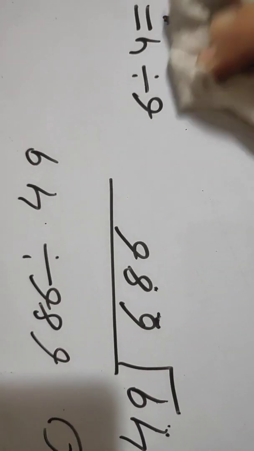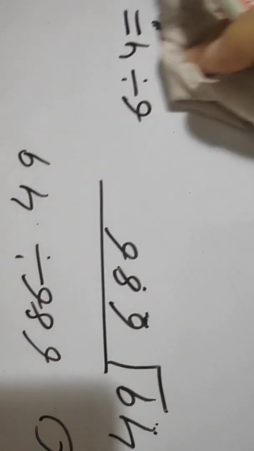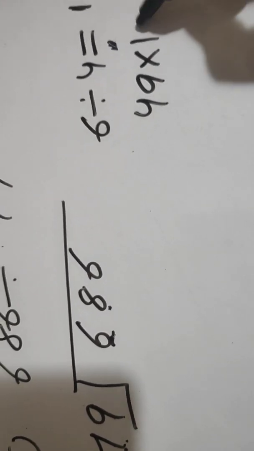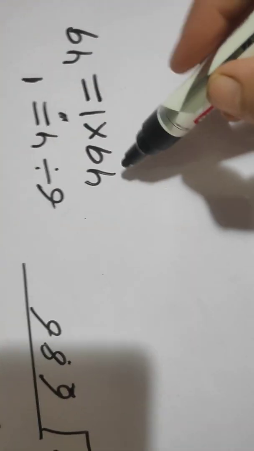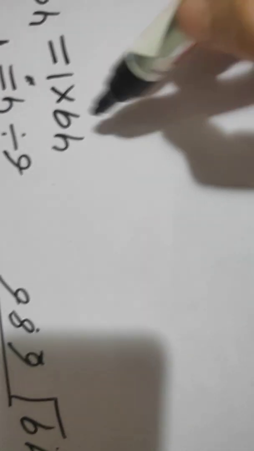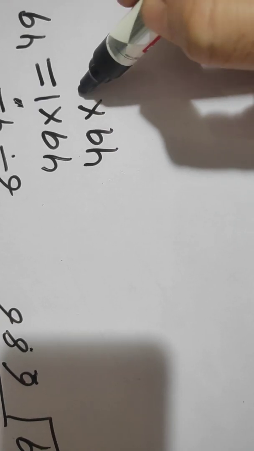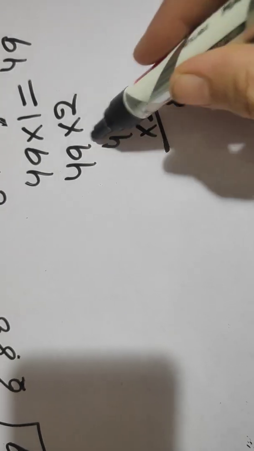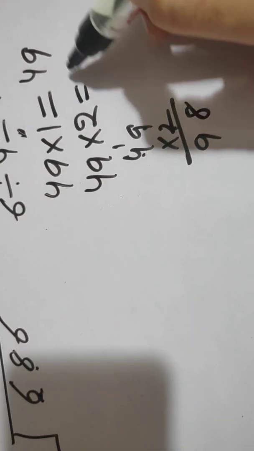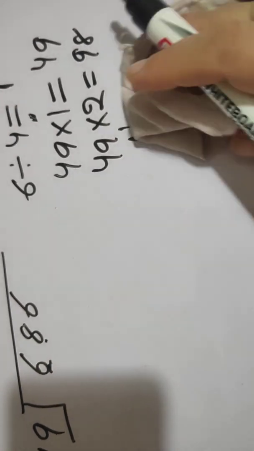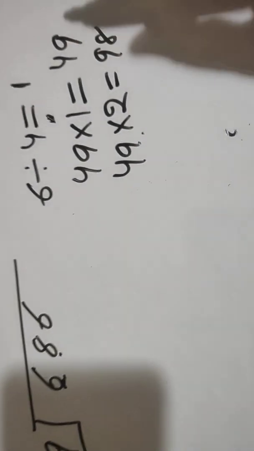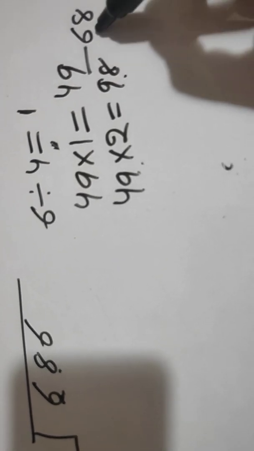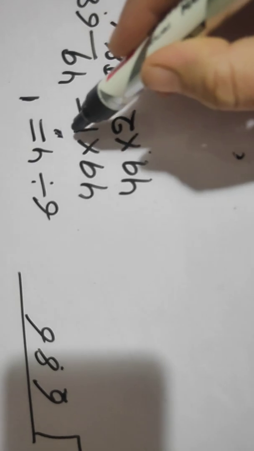If we multiply 49 by 1, we get 49, but this number is 68. Check with the next table also. 49 multiplied by 2. See what the answer is. 9 2s are 18, 4 2s are 8 and 1 is 9. It is 98. 68 is in between these numbers, but 98 is greater than this, so it is wrong.